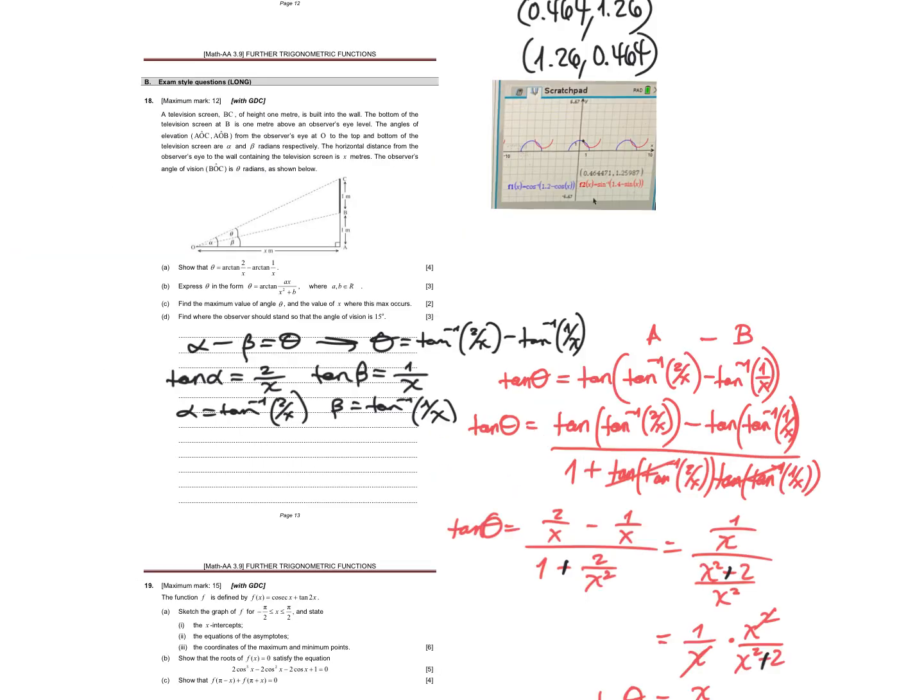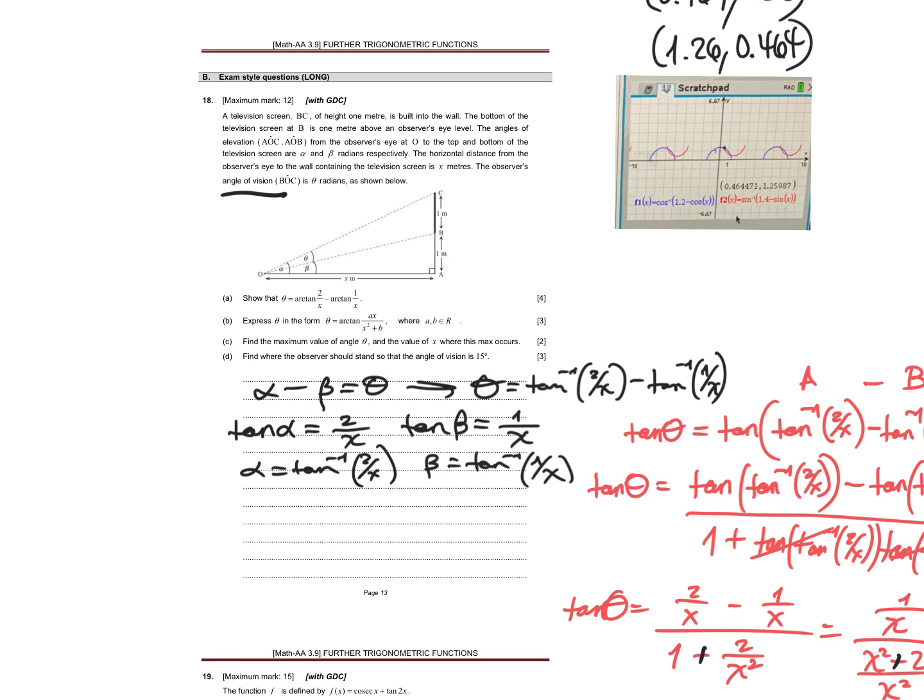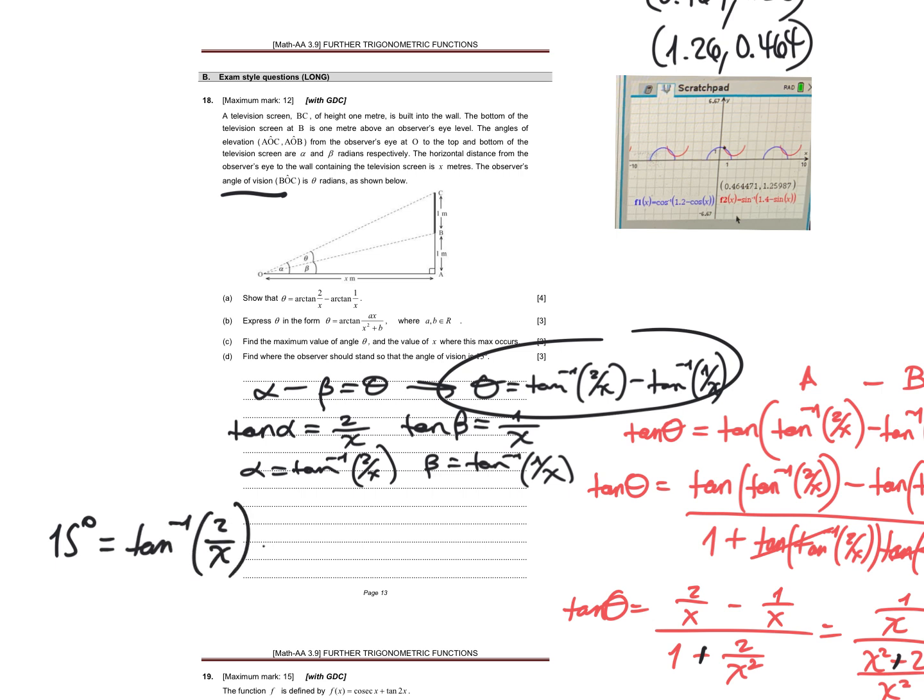So we're looking for X, if you want the angle of vision, which is BOC, to be 15. So we want 15 degrees. We're using this one: equals tangent inverse 2 over X minus tangent inverse 1 over X.